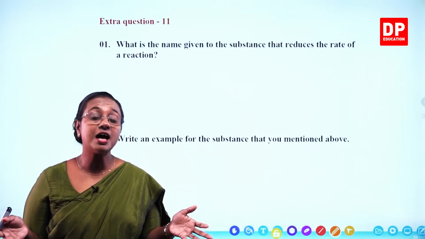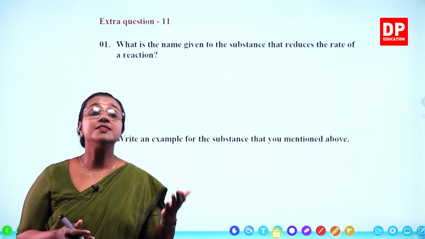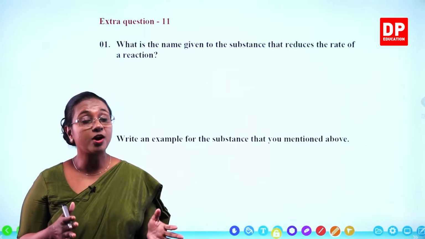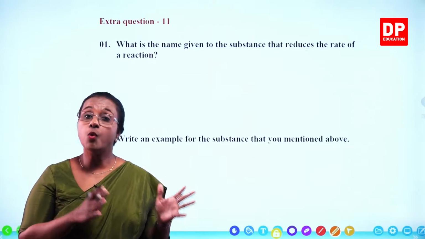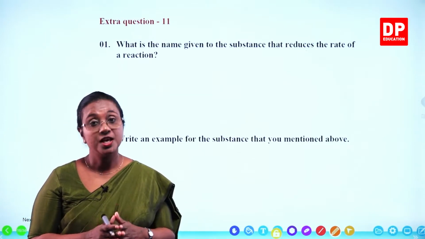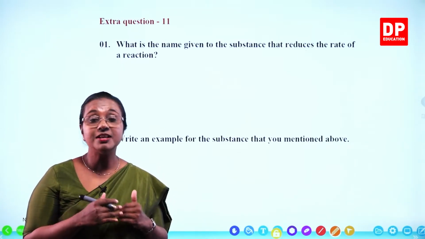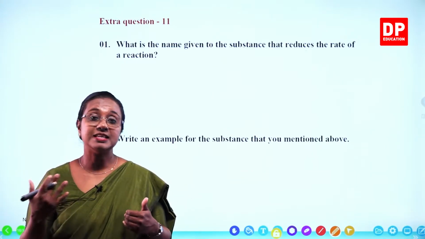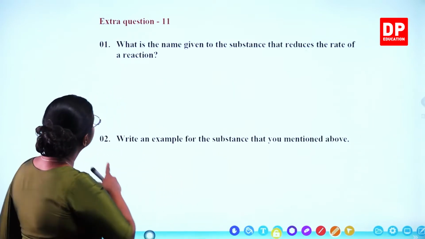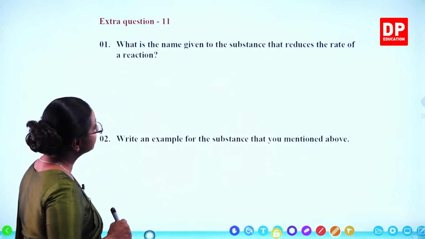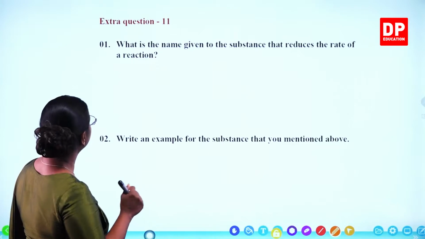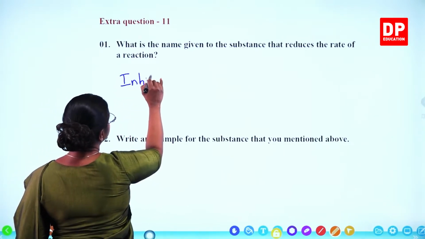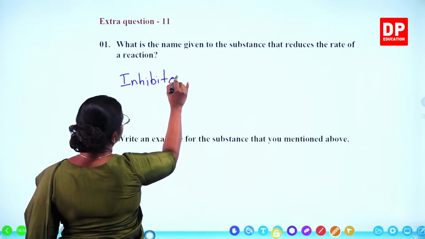You all know an example. When you put sulfuric acid to hydrogen peroxide, normally hydrogen peroxide dissociates to form water and oxygen. So that rate is reduced when you add sulfuric acid. So sulfuric acid is an inhibitor. So here, what is the name given to the substance that reduces the rate of reaction? It is the inhibitor. Inhibitors.